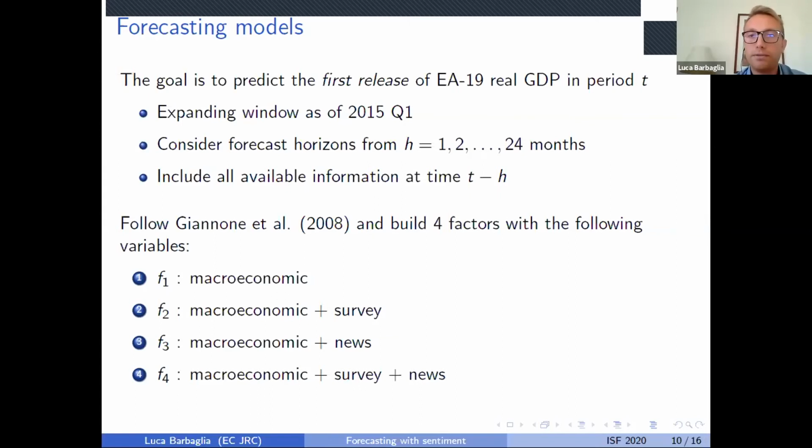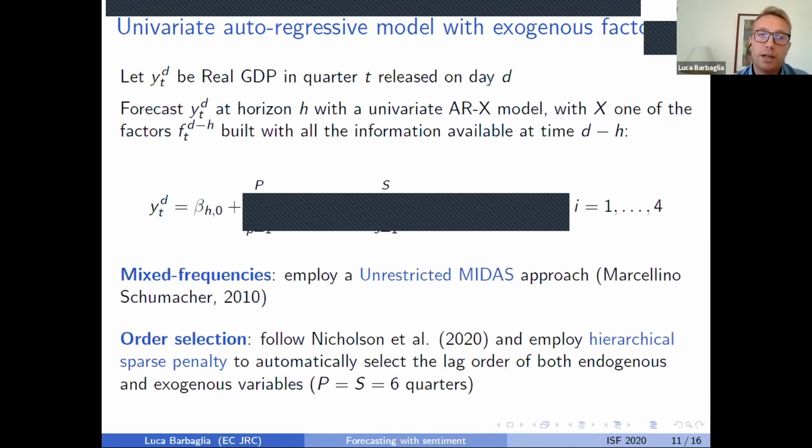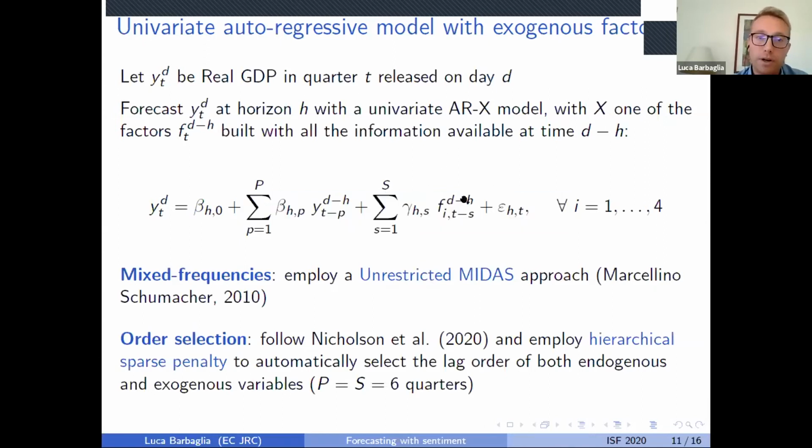Given these factors, we feed them into a very simple forecasting model, which is in this case a univariate autoregressive model with exogenous factors. Here in this equation, I'm essentially reporting that. As you can see, we have lags, both of the variable and of the exogenous factors, which are in this case the factors that we built in the previous slides. We have, of course, mixed frequencies, so we adopted a restricted MIDAS approach. And for the order selection, both of the endogenous and exogenous lags, we use a hierarchical sparse penalty, where we are able to automatically select the optimal lag.